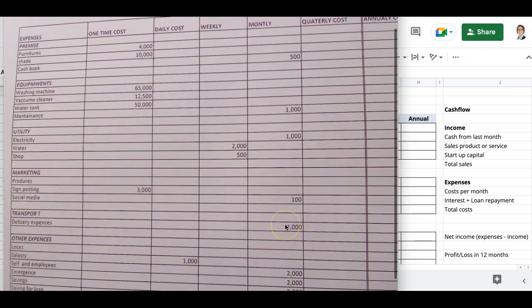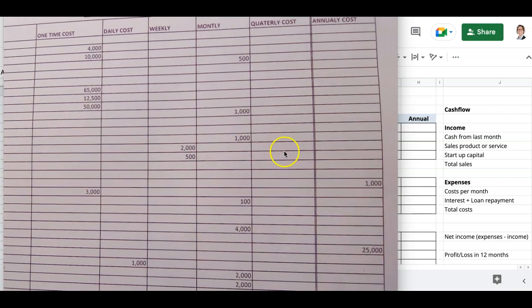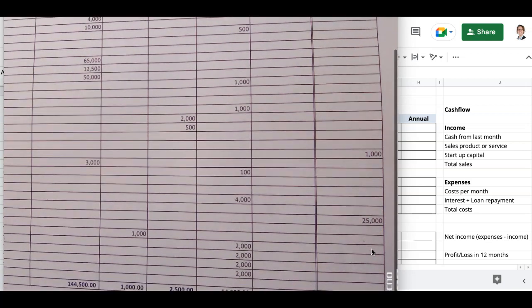Delivery expenses, water, shop. So an annual cost is 25,000. This is a bit high. So this is actually 2,500.